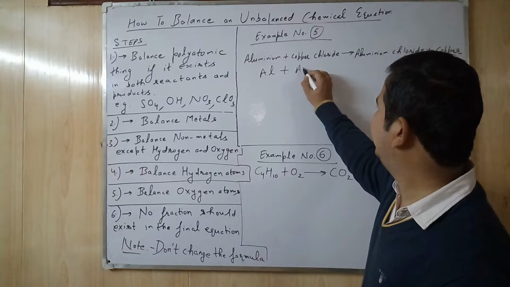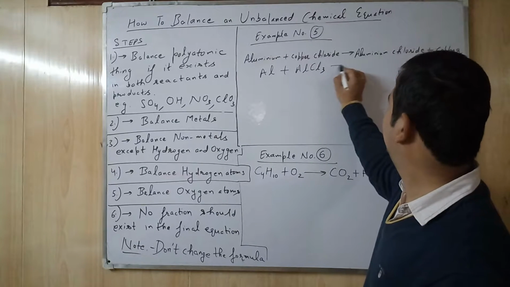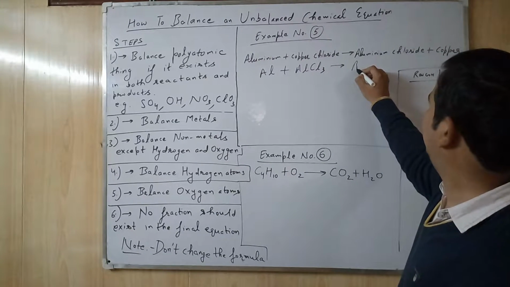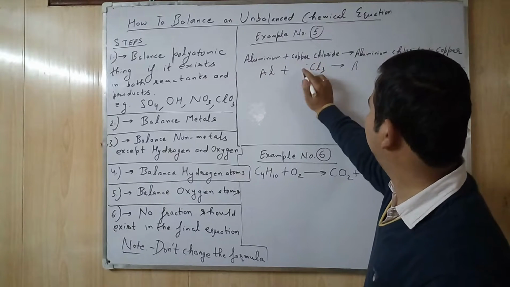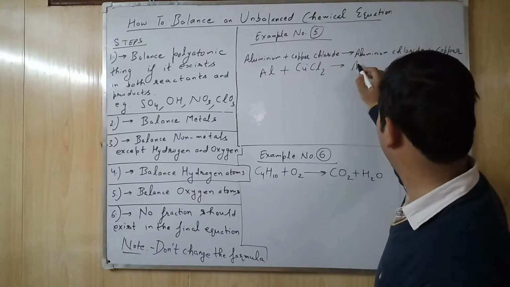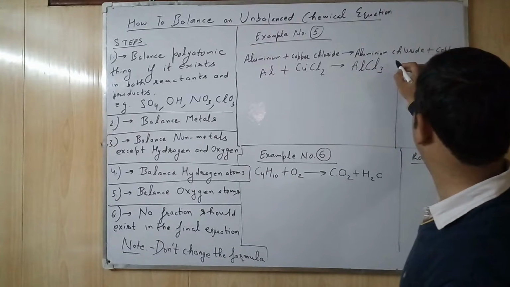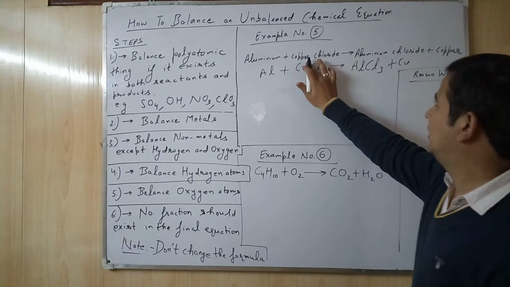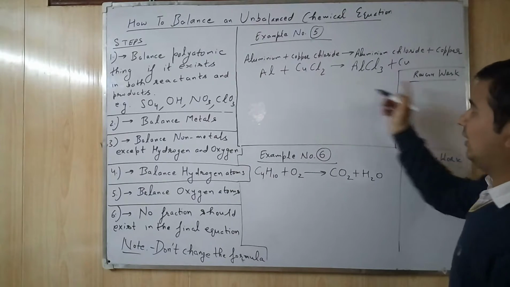So copper chloride gives you aluminium chloride. Okay, sorry, copper chloride. Copper chloride is CuCl2. Aluminium chloride is AlCl3. Aluminium plus copper chloride gives aluminium chloride plus copper, Cu. So this will be your chemical equation.